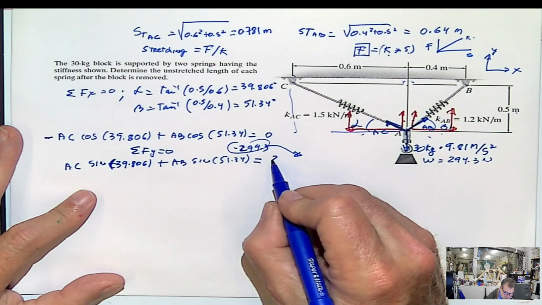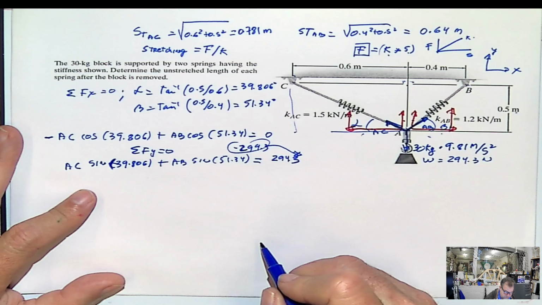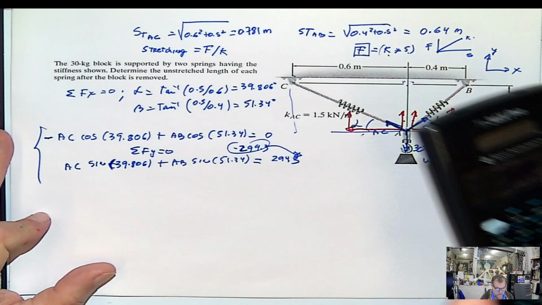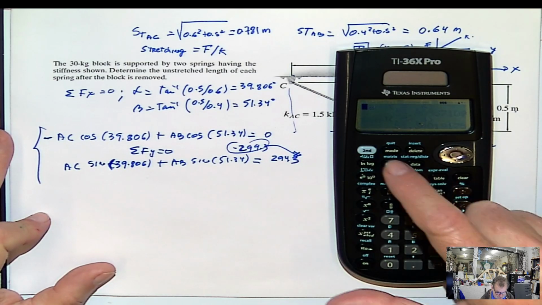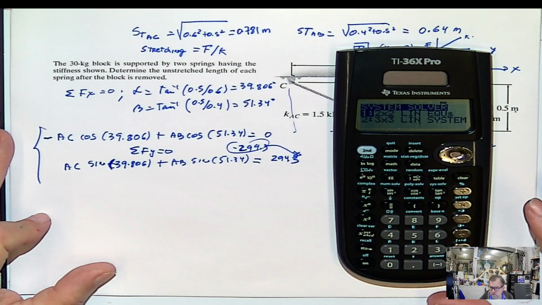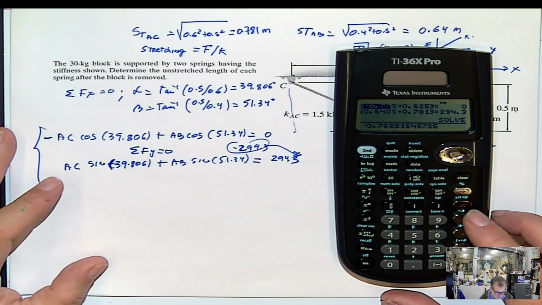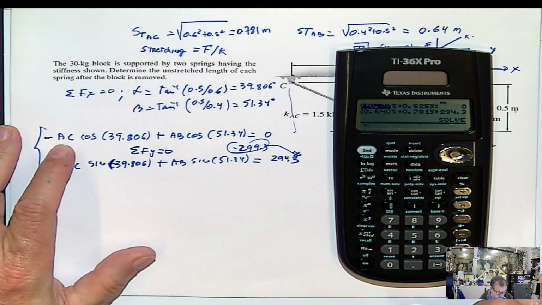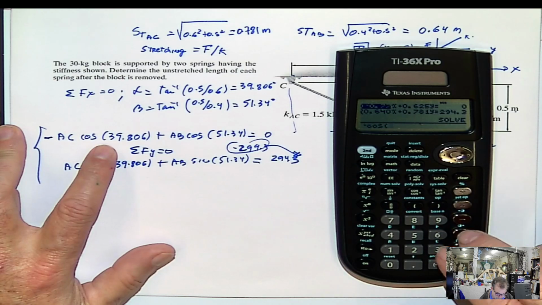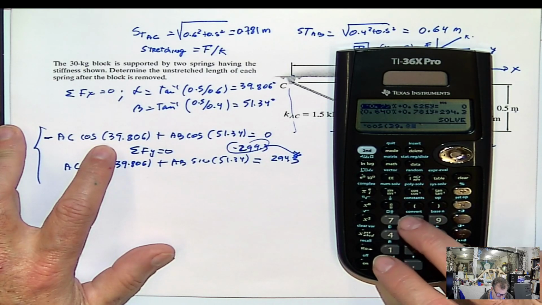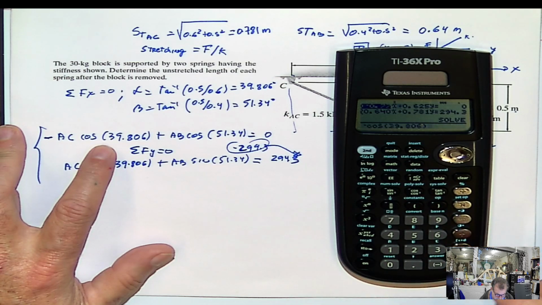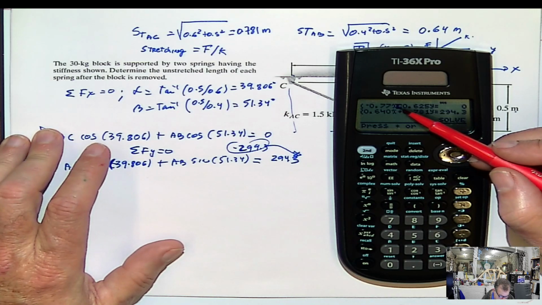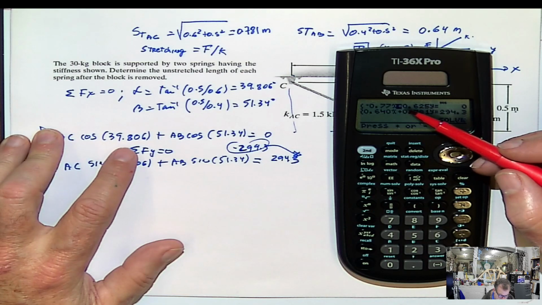so it's going to be equal to 294.3. Why did I do that? Because now I have a system of equations that I can use the calculator to solve. How do you solve that? Once again, you go here, system solver, 2 by 2, and we put these values. First, negative. Negative what? Negative cosine of 39.806, close parentheses. Now we land in this plus here. You see? In that plus over there.